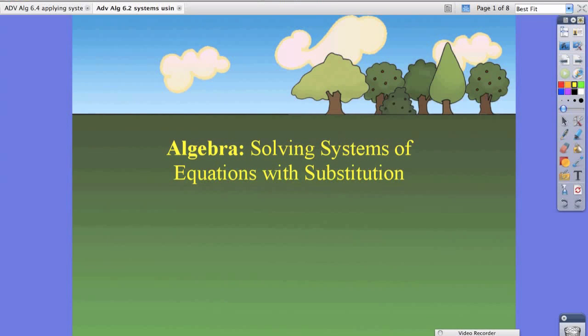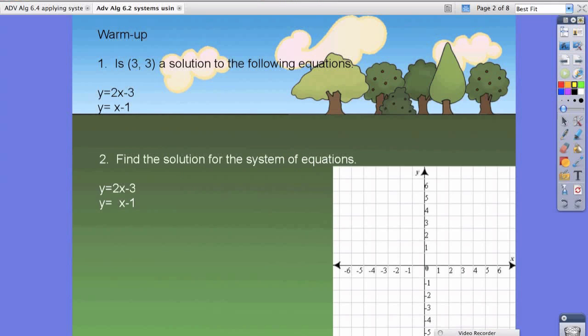Hello students, today in your algebra class we're going to be talking about how to solve systems of equations with substitution. So before we start, let's practice these quick warm-up problems. This would be a really good opportunity for you to pause the screen, try to solve these two warm-up problems, and check your answers. Hopefully you've paused your screencast and you're just looking to find out what these solutions are.